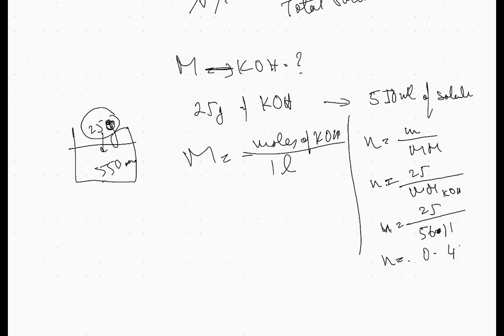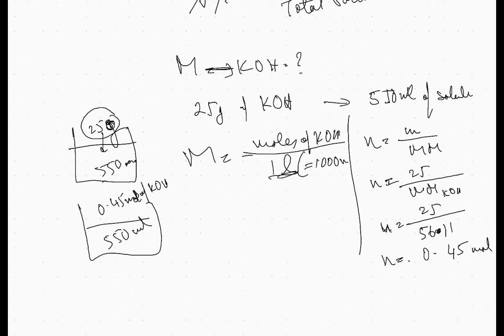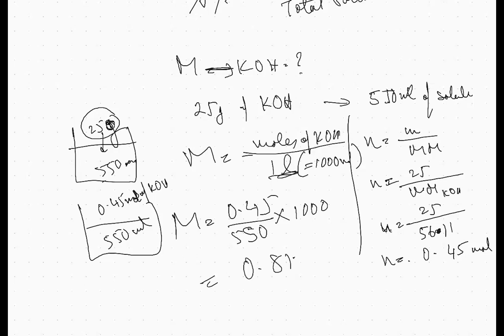Now it's in moles, so we know there are 0.45 moles of KOH in 550 milliliters, but our definition needs 1 liter, which is the same as 1000 milliliters, right? So to find M, we take 0.45 divided by 550, times 1000. I get 0.818. Okay, so that's the answer. Because I rounded it earlier, you don't get the exact answer, but that would be the answer here. So think of the method we use.